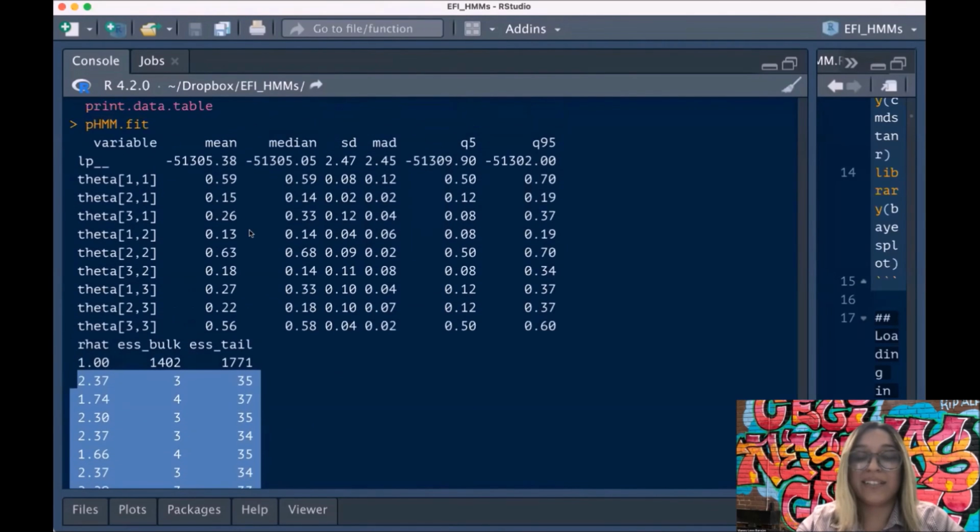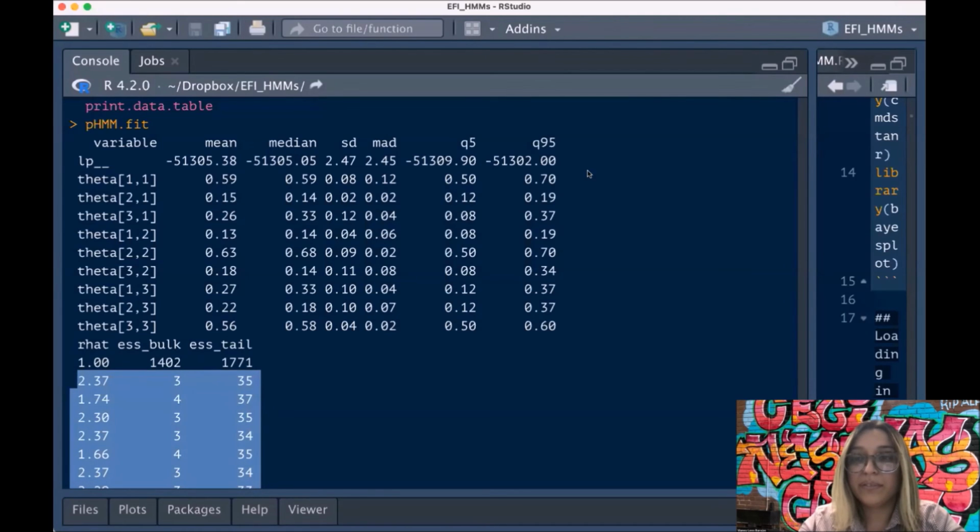What happened is that there's something called label switching. Maybe across the 3 different chains, your ordering of the lambda values is different. So maybe lambda 1 is the largest value, lambda 2 is the smallest, and lambda 3 is the middle. And in chain 2, lambda 1 is actually the smallest value of lambda. This phenomenon is common. It's just called label switching.